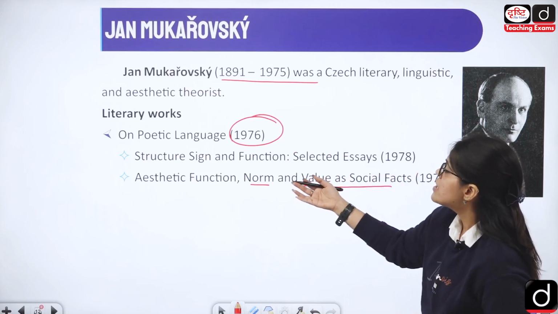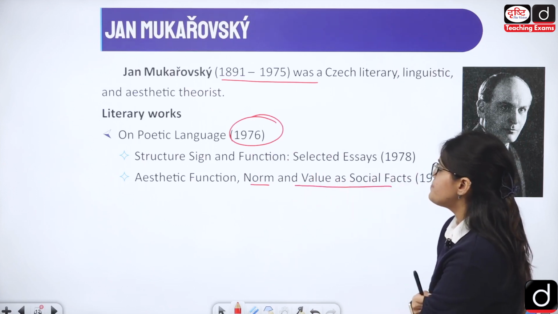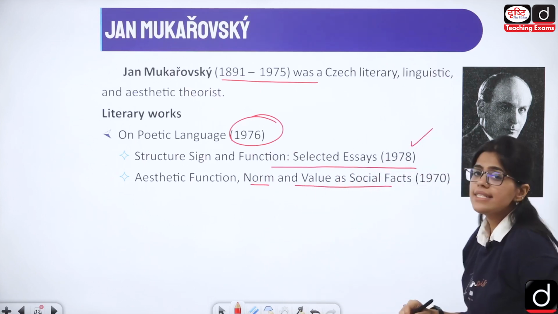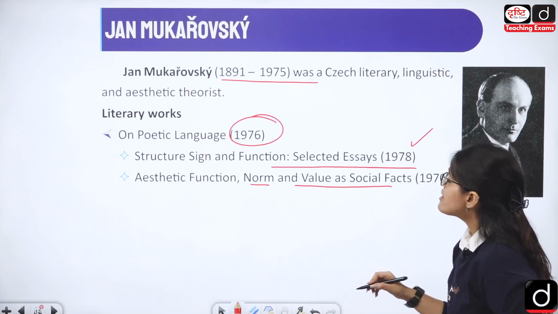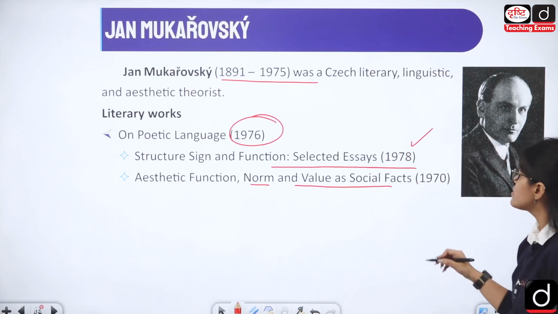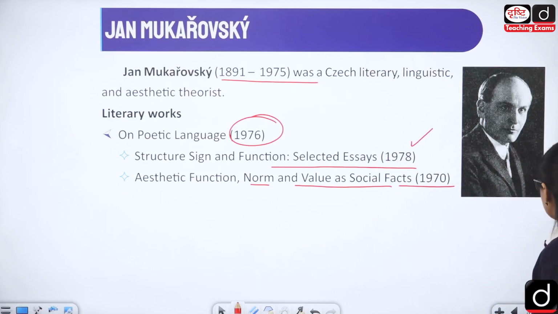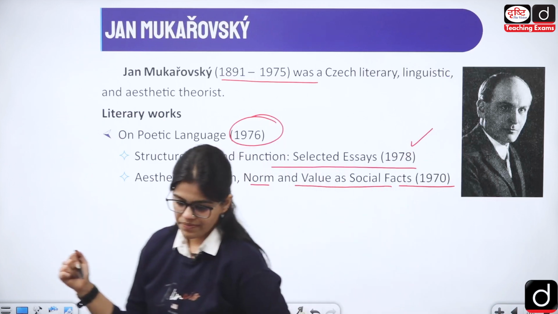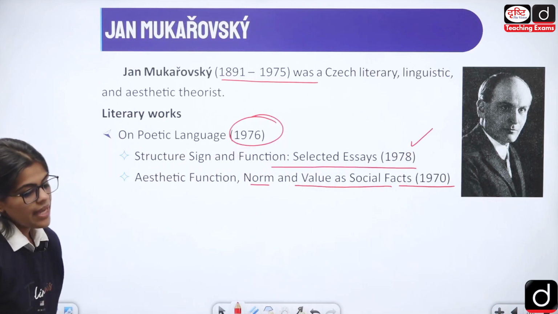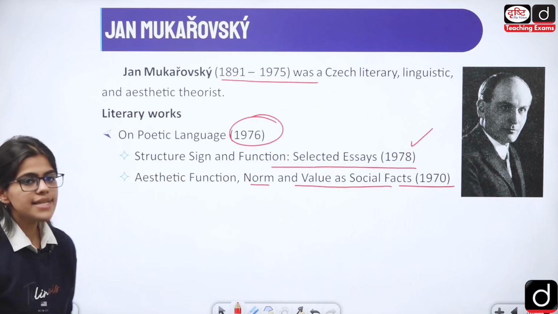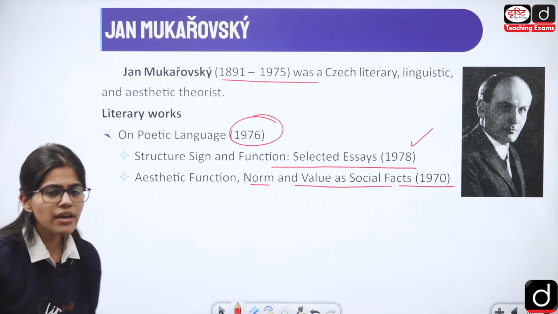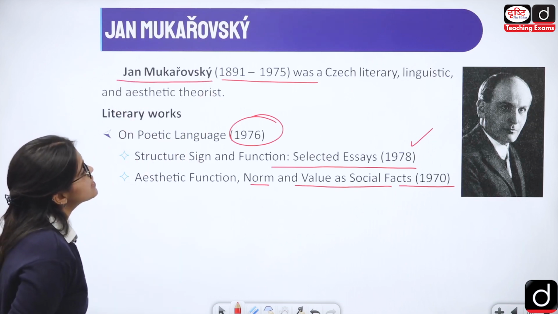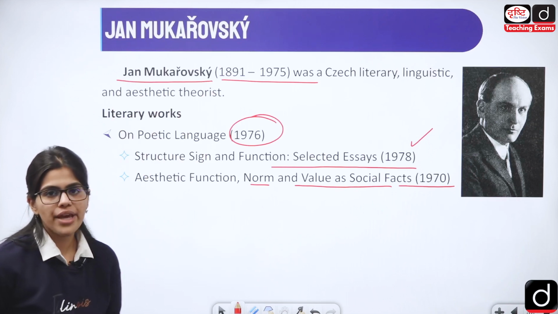Then we have another work, Structure, Sign and Function, that was written in the year 1978. Then we have Aesthetic Function, Norm and Value as Social Facts in 1970. So you can note this down. He is also someone who is associated with the concept of foregrounding.